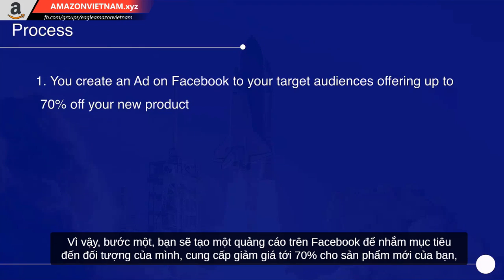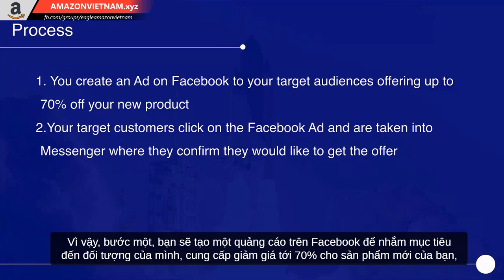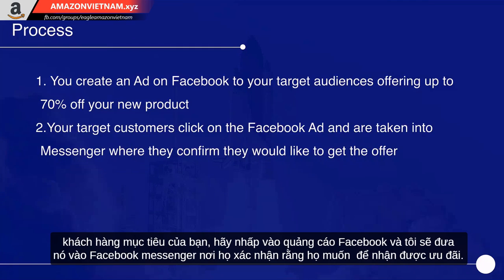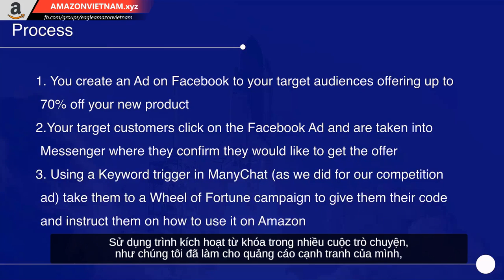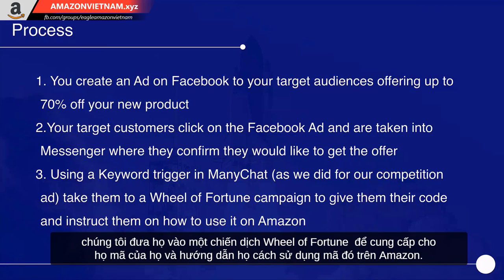So step 1, you would create an ad on Facebook to target your audiences, offering up to 70% off your new product. Your target customers click on the Facebook ad and are taken into Facebook Messenger, where they confirm they would like to get the offer. Using a keyword trigger in ManyChat, as we did for our competition ad, we take them into a Wheel of Fortune campaign to give them their code and instruct them on how to use it on Amazon.